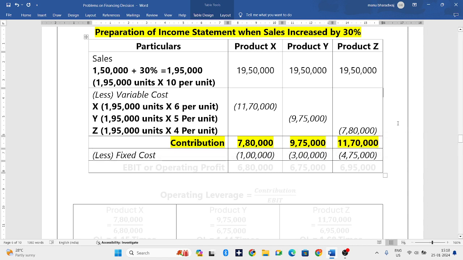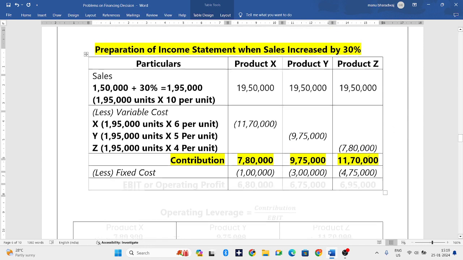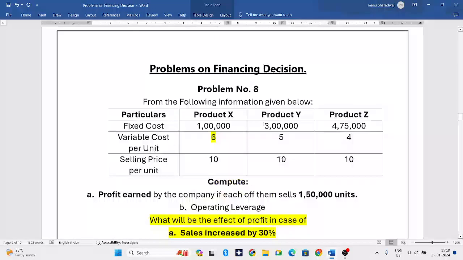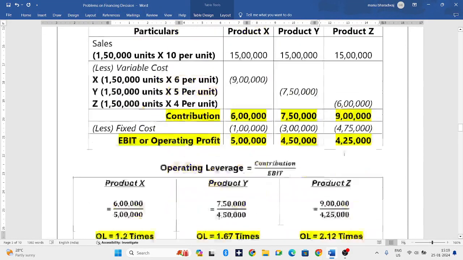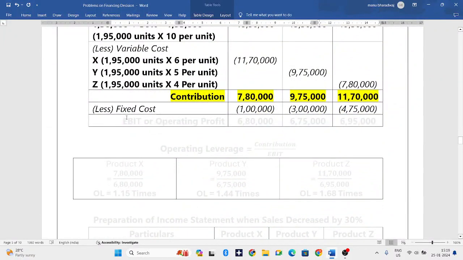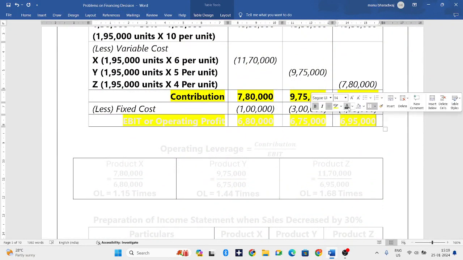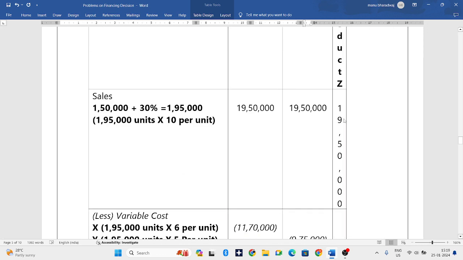Fixed cost for all the products is different. For product X, fixed cost is 1 lakh rupees. For product Y, fixed cost is 3 lakh rupees. And product Z, fixed cost is 4,75,000 rupees, which they have given in the question. So we are reducing it. Once we reduce that, we will get operating profit.